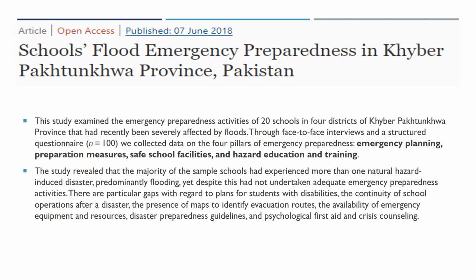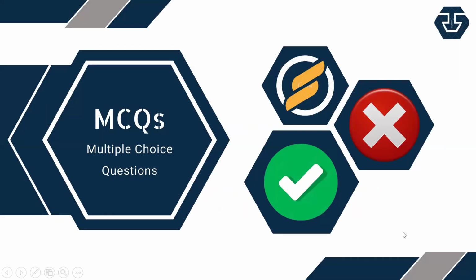The study revealed that the majority of the sample schools had experienced more than one natural hazard-induced disaster, predominantly flooding, yet despite this had not undertaken adequate emergency preparedness activities. There are particular gaps with regard to plans for students with disabilities, the continuity of school operations after a disaster, the presence of maps to identify evacuation routes, the availability of emergency equipment and resources, disaster preparedness guidelines, and psychological first aid and crisis counseling.